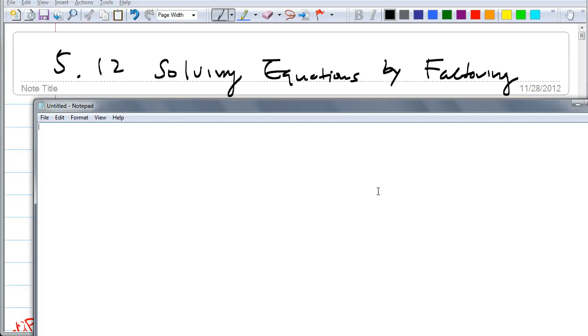So today we're going to learn how to solve equations by factoring. Many of you ask, why do we need to learn how to factor? Well, today hopefully you will see part of the reason why we need to be able to factor. And also, look, we're solving now.